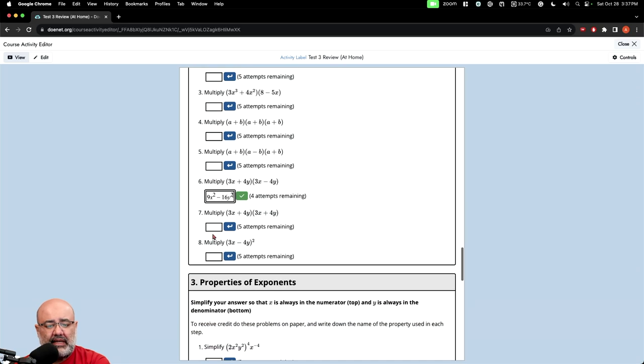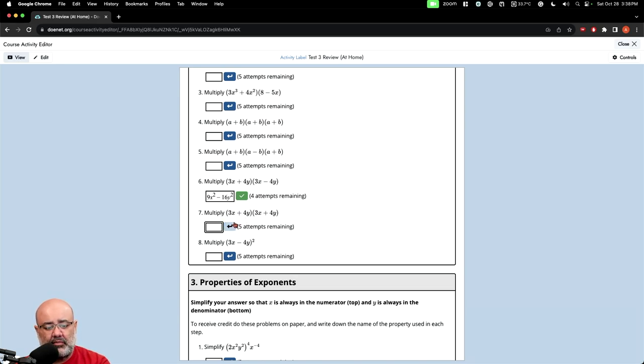The next question down is a square of a sum. A, B, B. These terms are the same. 3x, 3x, 4y, 4y. And they're both pluses. So we can invoke the formula: a plus b, the quantity squared, equals a squared plus 2ab plus b squared here. So the recipe says to square the first term.